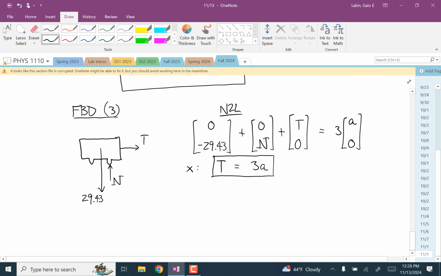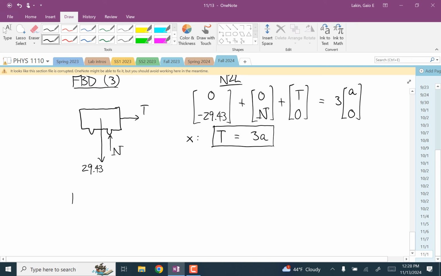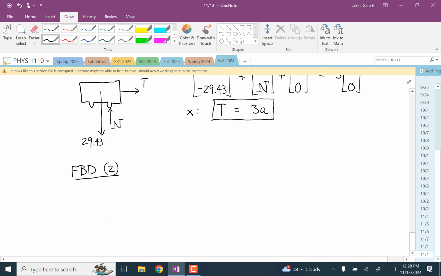All of this stuff we're trying to calculate is related to T and a, so I know that we don't care for this one about the y equation, so I'm just going to stop there and move on to the next body. So now the free body diagram of the 2 kilogram object. There's a cable tension up and a weight down.